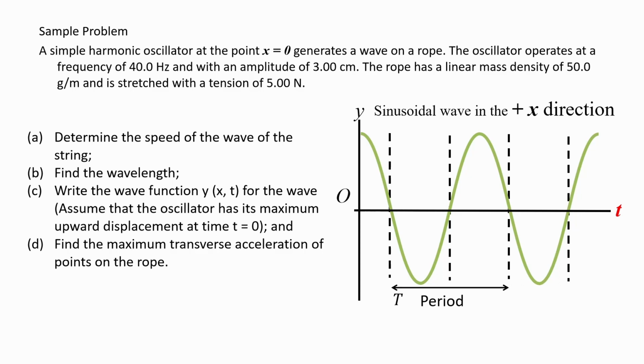In this sample problem, we have a simple harmonic oscillator at point x equals 0 that generates a wave on a rope. The oscillator has a frequency of 40 Hz and an amplitude of 3 cm. The rope has a linear mass density of 50 grams per meter and is stretched with a tension of 5 newtons. Find the speed of the wave, find the wavelength, write a function of the wave, and find the maximum transverse acceleration of the wave.